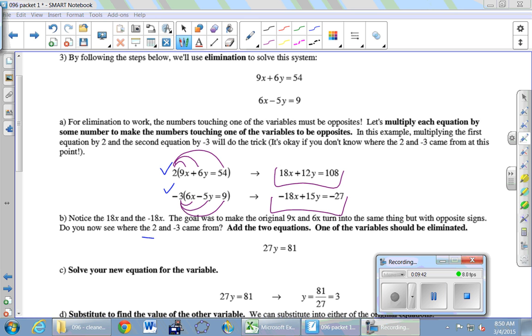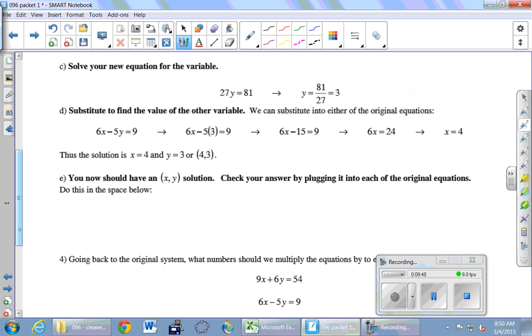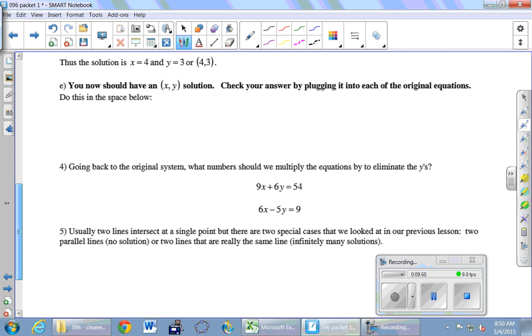Okay, we're just coming up with something. All right, so what's our answer here? First equation by 5, right? Because that'll make a 30y. Second equation, somebody else? 6, because that will make a negative 30y.